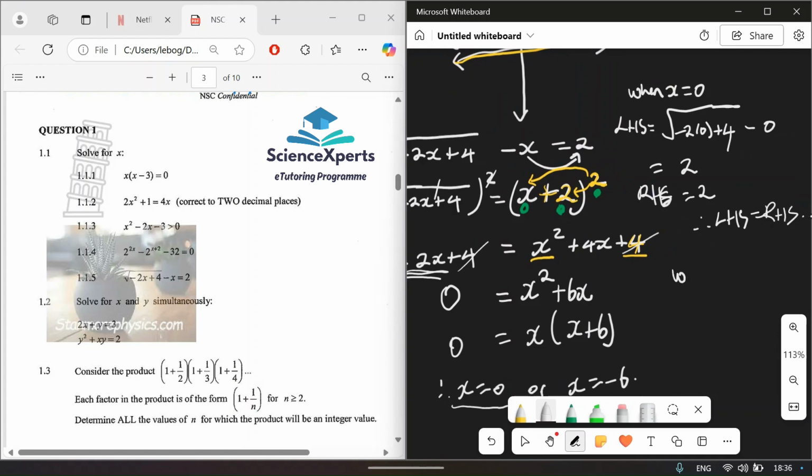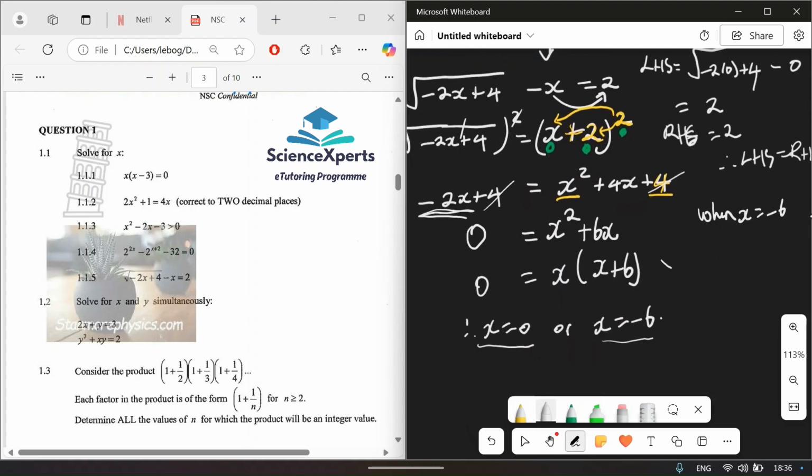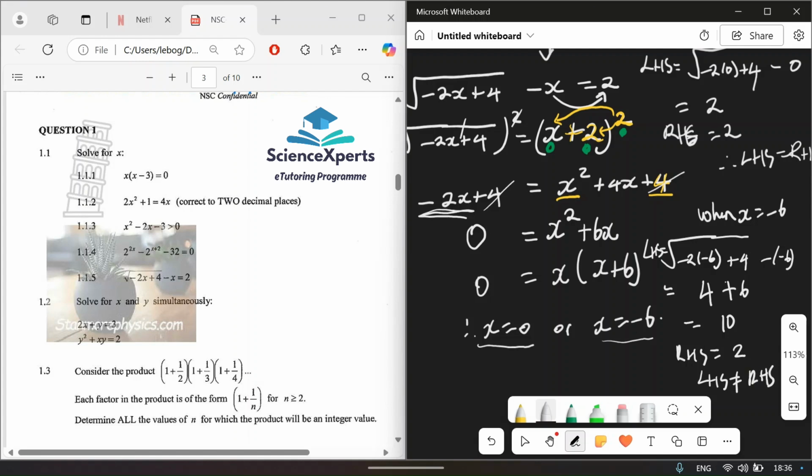So now let's check when x is equal to negative 6, right? So this will be the square root of negative 2 into negative 6 plus 4 minus negative 6. This is the left hand side. So it will be equal to 2 times 6, that's 12, plus 4, that's 16. Square root of 16 is 4, minus negative 6, that's plus 6, right? So 4 plus 6 is 10, so the left hand side is 10, the right hand side is 2, so the left hand side is not equal to the right hand side when x is equal to negative 6.